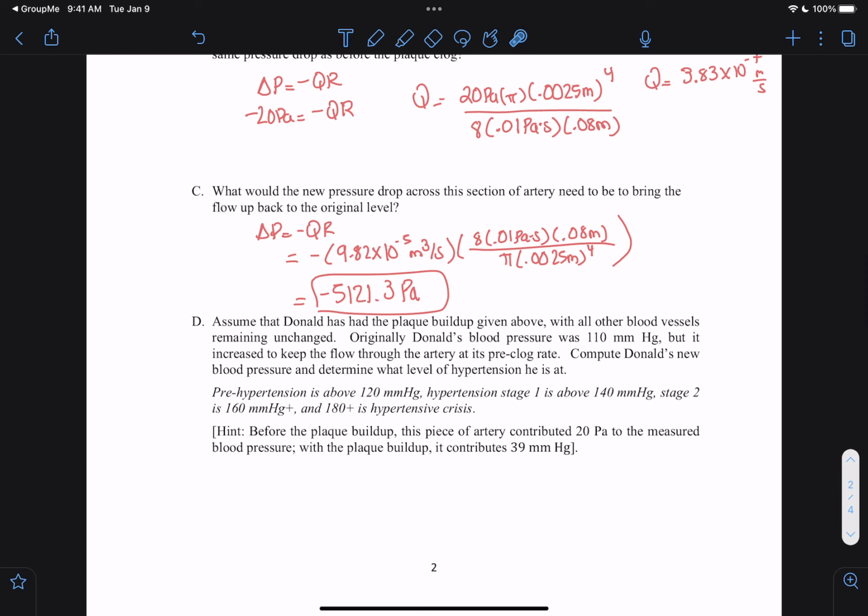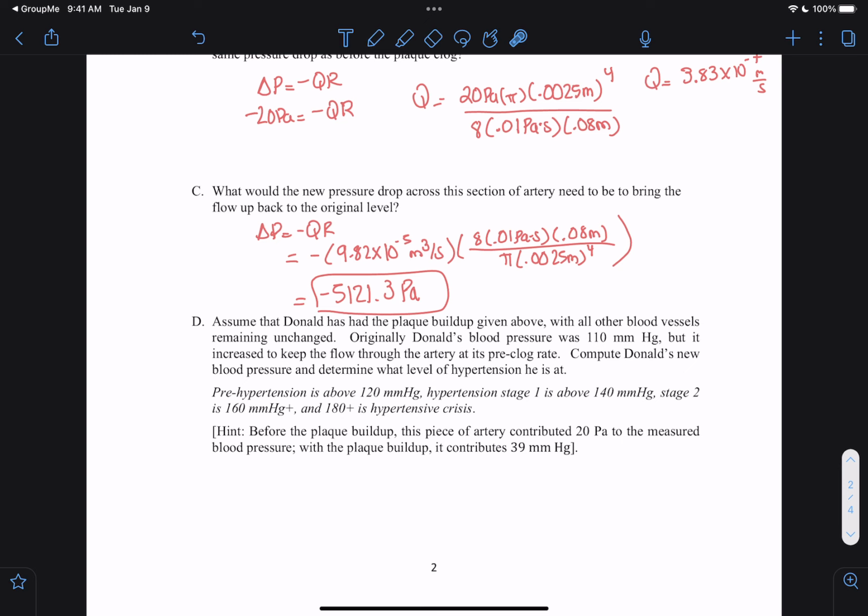right? Finally, part D is assume that Donald has had the plaque buildup given above, with all other blood vessels remaining unchanged. Originally, Donald's blood pressure was 110 millimeters of mercury, but it increased to keep the flow through the artery at its pre-clog rate. Compute Donald's new blood pressure and determine what level of hypertension he's at. So pre-hypertension is above 120 millimeters of mercury. Hypertension stage 1 is above 140. Stage 2 is 160 plus, and 180 plus is hypertensive crisis.